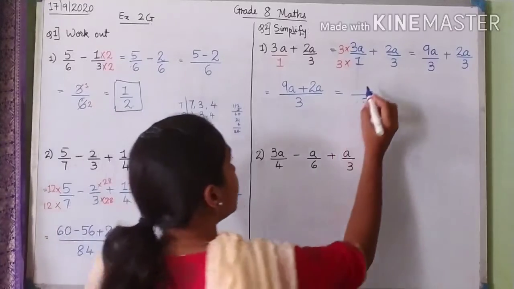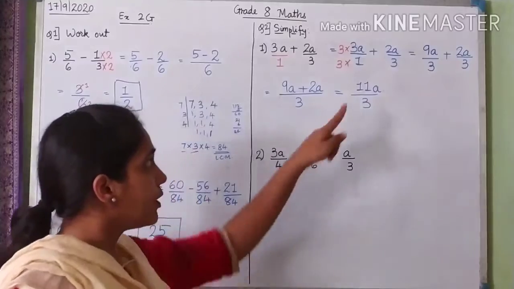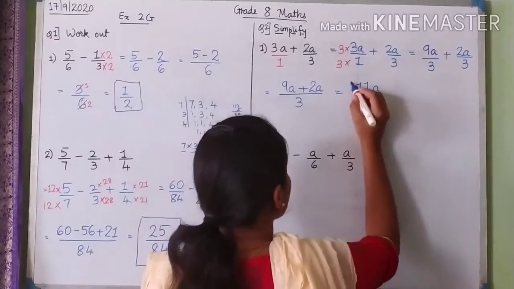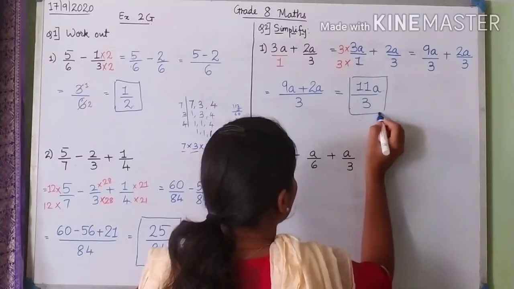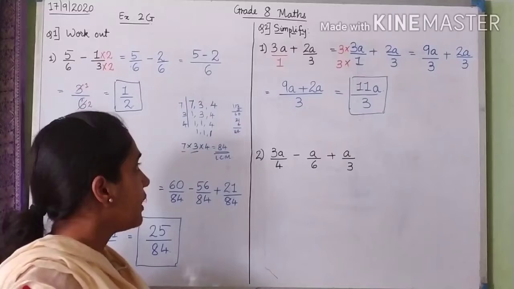Okay. So I write 11a. Okay. And this, can we further divide 11 and 3? No. So we keep it as it is. So this is our final answer of addition of these two given fractions. Okay. Now the second one.